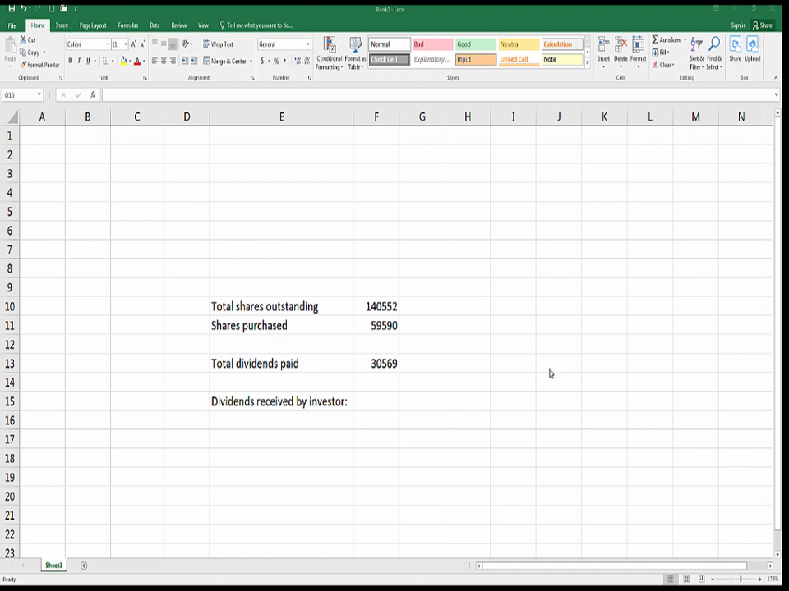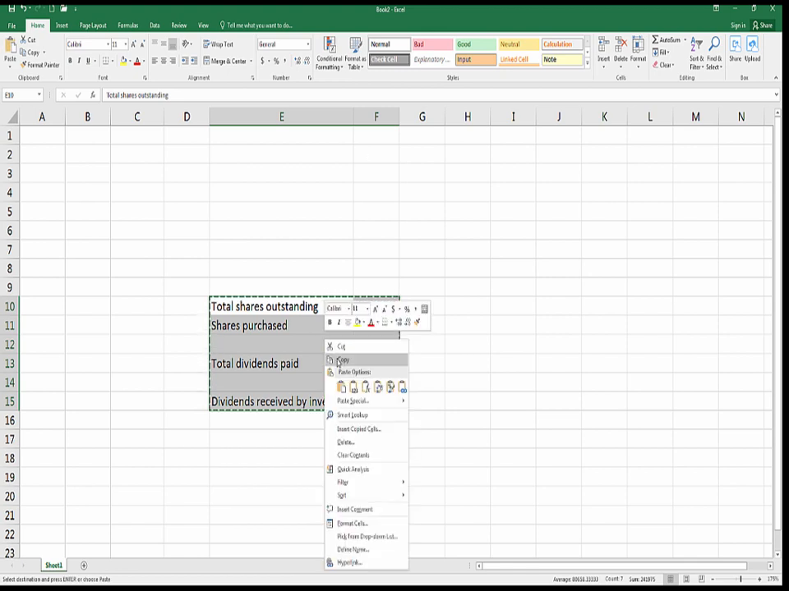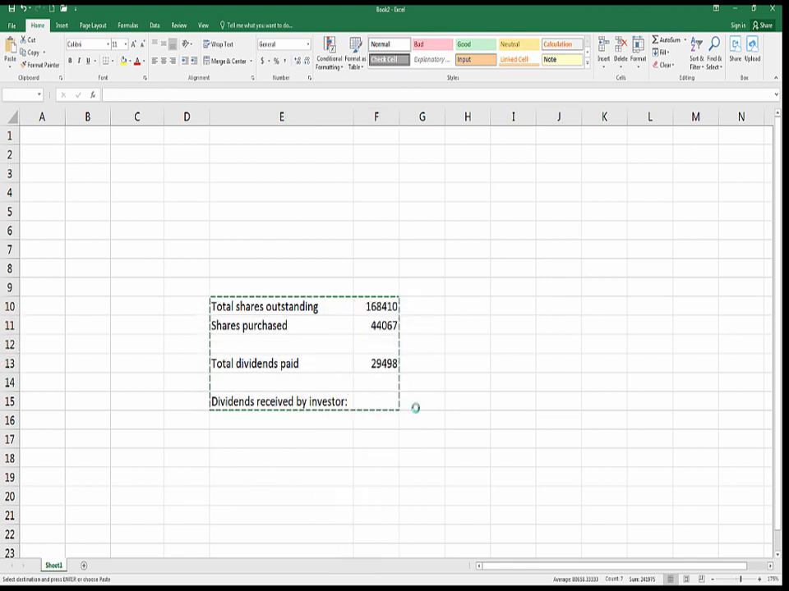Total shares outstanding 140,552. Shares purchased 59,590. Total dividends paid 30,569, and the question becomes, what are the dividends received by the investor? Again, these are random numbers. So my first order of business is to highlight the entire cells, right-click copy, right-click again, paste as values, and now I've got some fixed values here.